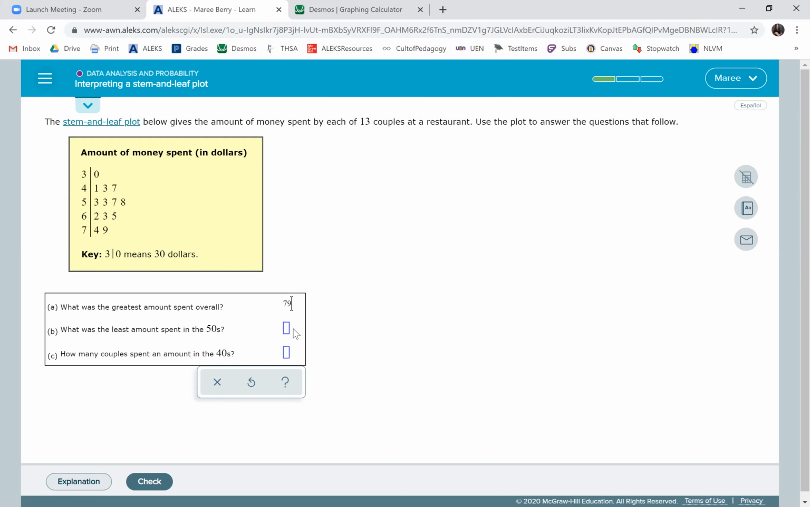What is the least amount spent in the 50s? That means it's going to start with a 5, and we just pick the lowest number for the ones place, which is 3, so 53. How many couples spent an amount in the 40s? So we just count up the leaves in the 40s, and there are 3 of them, so we'll just put 3.